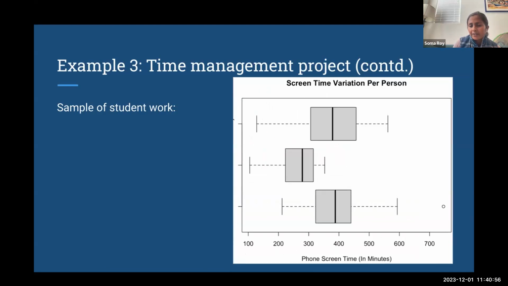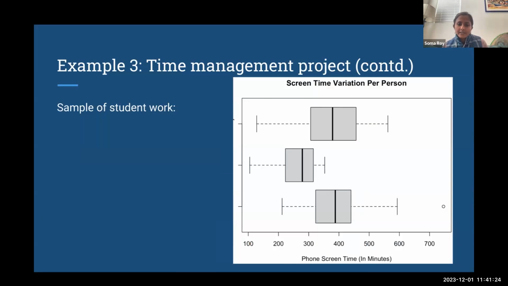Here's kind of their third variable. For the third variable, they compare across the 3 people on their team. And you can see that this particular group decided on screen time as their third variable. It's actually kind of interesting to see how much time they might be spending on a screen. So for example, one of the students spent over 700 minutes on screen time on a particular day. So it's kind of interesting to me when I see these graphs.